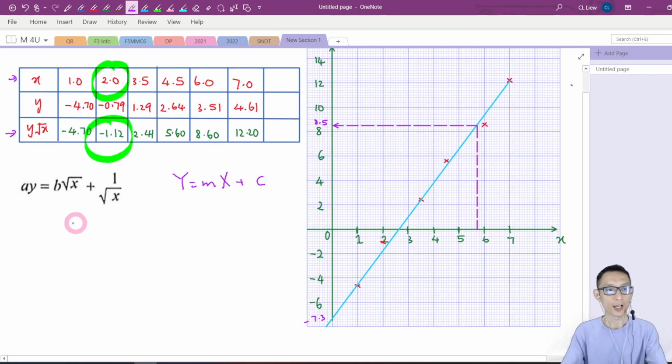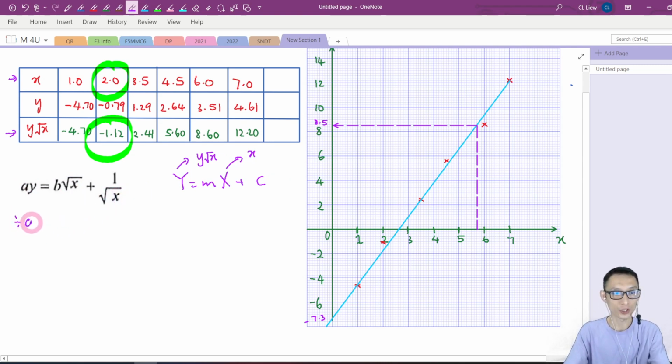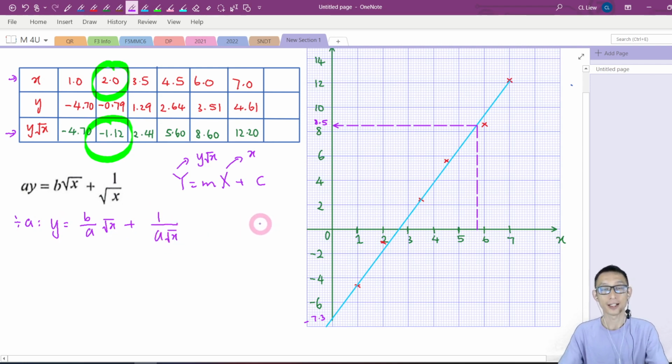Now I want to get rid of the A here, right? So first, I'm going to divide the whole equation by A. Here I will get y, this will be b over a times square root of x, and here will be 1 over a times square root of x. And next, I want square root of x beside the y, right?